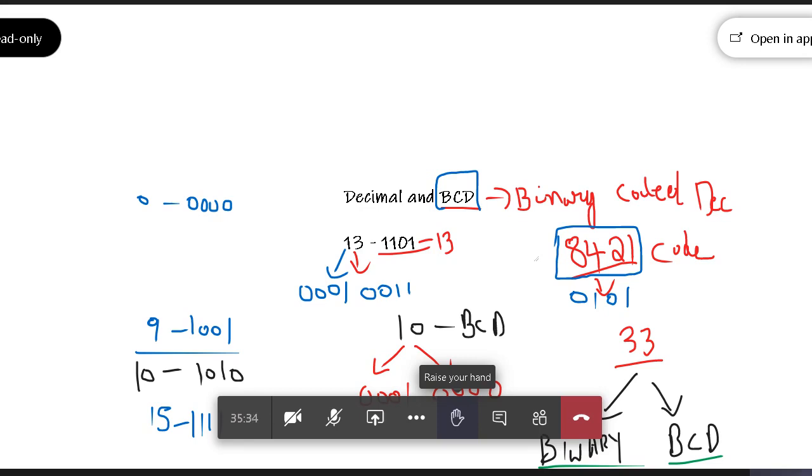So now you understand, right? How do you represent in BCD and how do you represent in binary? So the question can be asked like, represent 26 value in binary and 26 value in BCD. Basically BCD is represented in the form of groups of 4 bits, usually in multiples of 2's. Okay, you guys are clear?